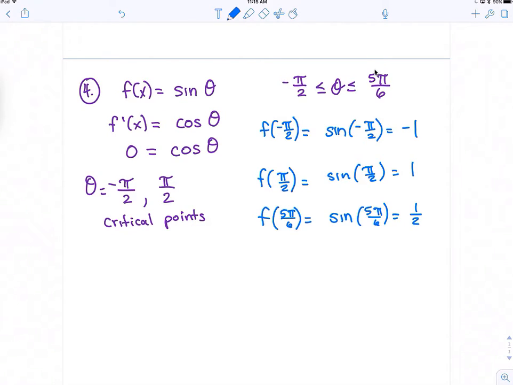So what's going to be our min? Our absolute min is here, and it occurs at -pi/2. So this is our absolute min. And which one's our absolute max? Absolute max is 1, and it occurs at the x value or theta value pi/2.